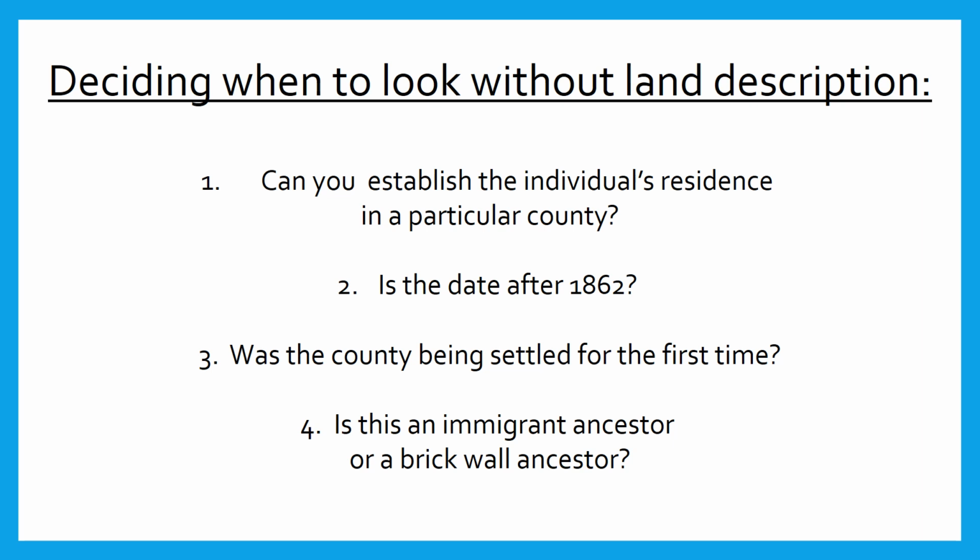2, is the date after 1862? The effort of trying this is only worth it if there's a possibility of finding an incomplete homestead application. Number 3, was the county being settled at the time when your ancestor was there? And number 4, is this an immigrant ancestor or a brick wall ancestor that you can justify the time and effort on?